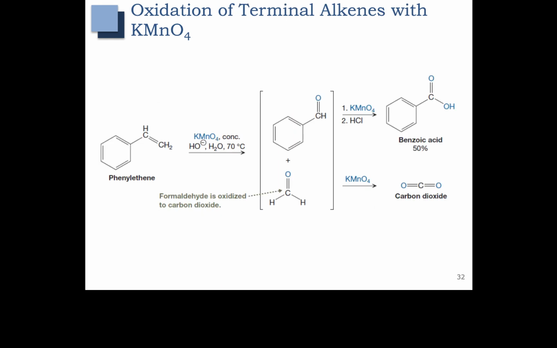Let's look at a terminal alkene. In this example, we have cleavage between our alkene carbons. The carbon I have circled in pink becomes the aldehyde carbon shown here, which is further oxidized by potassium permanganate to a carboxylic acid. The green carbon forms formaldehyde, which is then further oxidized to carbon dioxide.